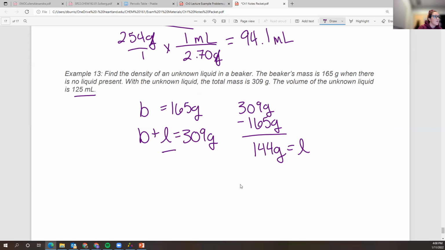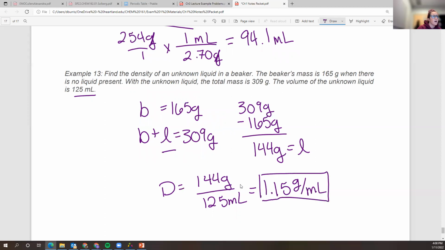So I have a mass, I have a volume. Now I can do my density is 144 grams over 125 milliliters. And so the density of this is 1.15 grams per milliliter. Then I could reference a table and be like, oh, what's a liquid that has 1.15 grams per milliliter? And you can identify what that liquid is that way.